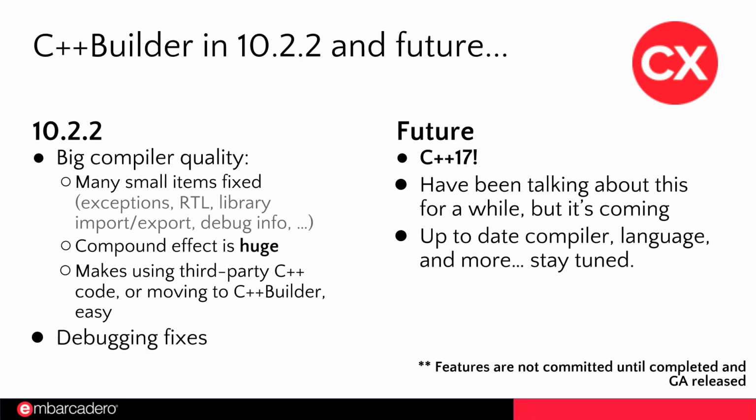And although each of these are individually small, the compound effect is huge. So the quality and the compatibility of the C++ compiler in 10.2.2 should be fantastic. It certainly makes using third-party C++ code or moving to C++ Builder easy. We also have many debugging fixes in 10.2.2.